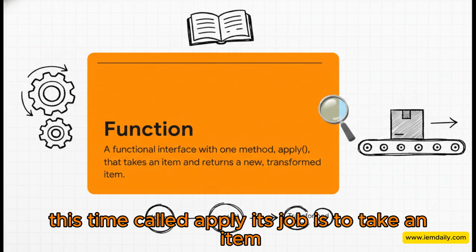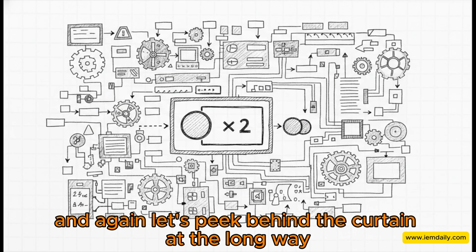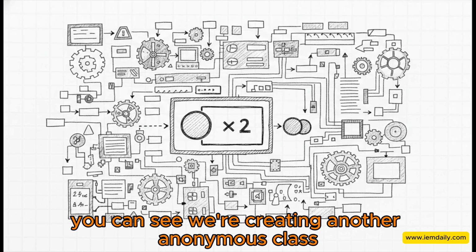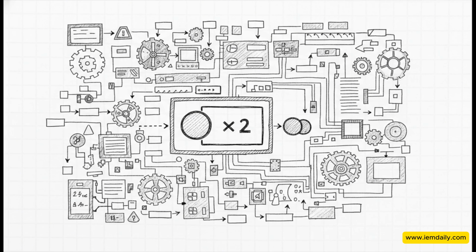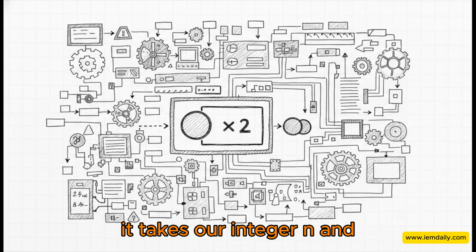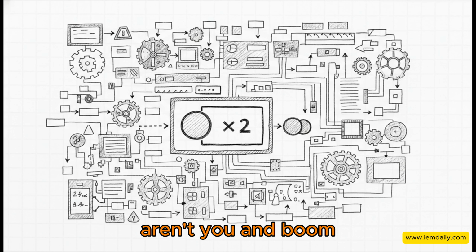Its job is to take an item, apply some logic to it, and then return a new transformed item. And again, let's peek behind the curtain at the long way first. You can see we're creating another anonymous class, this time for our function. Inside, we implement that apply method. It takes our integer n and, just like our rule says, it returns n multiplied by 2. You're starting to see the pattern here, aren't you?